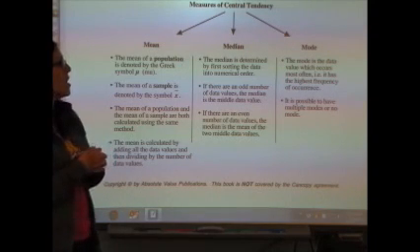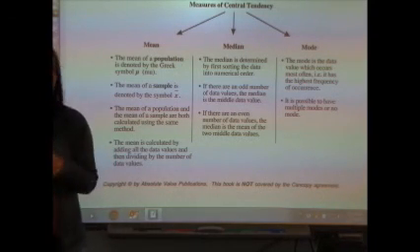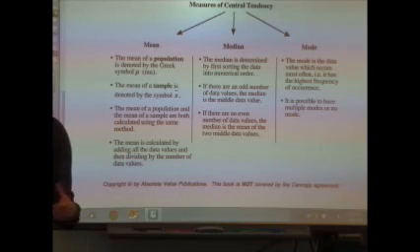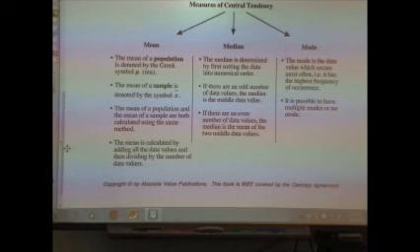And then there's the mode. The mode is the data value that occurs most frequently. And it is possible to have no mode, meaning nothing occurs more than once, or to have multiple modes.